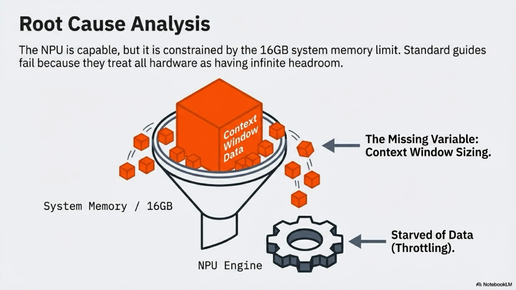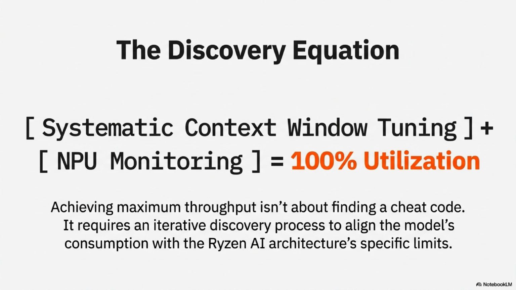The root cause is simple. The NPU is constrained by system memory limits. On 16 gigabytes of shared RAM, the context window becomes critical. The NPU waits for data, throttling itself as memory bandwidth saturates. The equation is simple: context window tuning plus active monitoring equals full utilization. It's not magic. It's reproducible math.